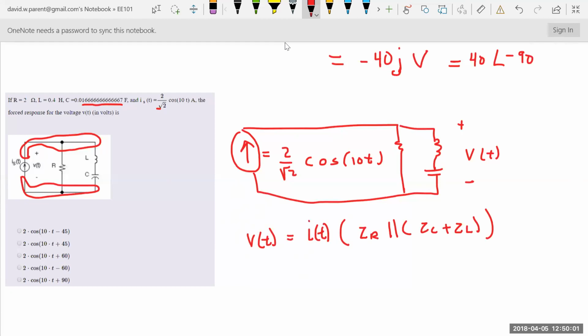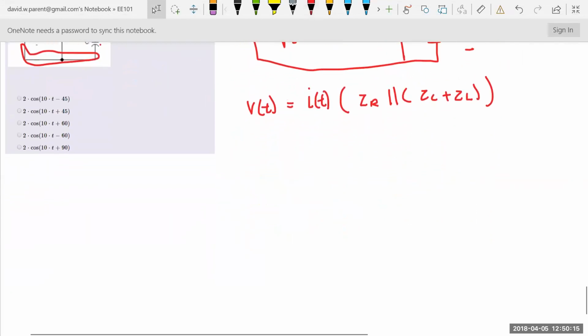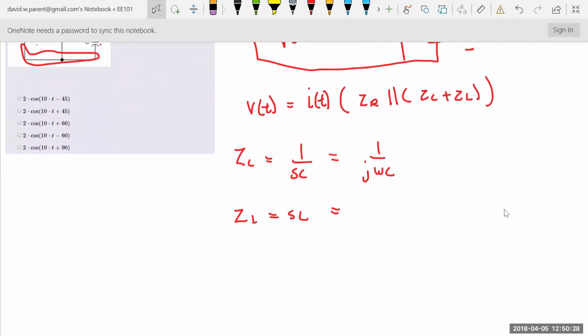Now, in the other ones, you were given numbers, -5, +2, but here you're not, right? And you have to calculate those values. So you've got to know, all right, ZC equals 1 over SC equals 1 over j omega C, ZL equals SL.